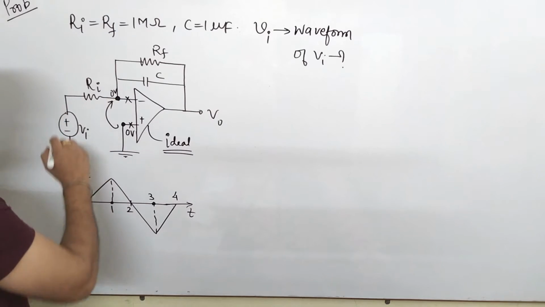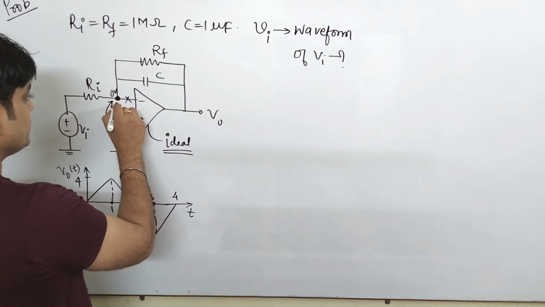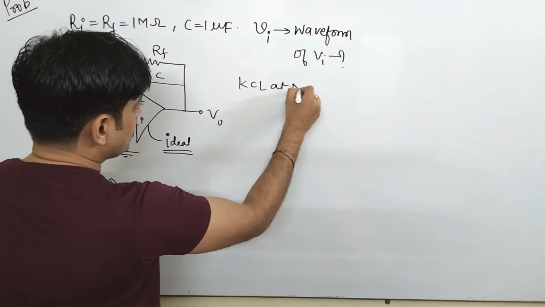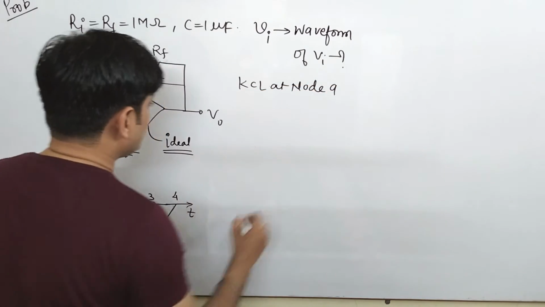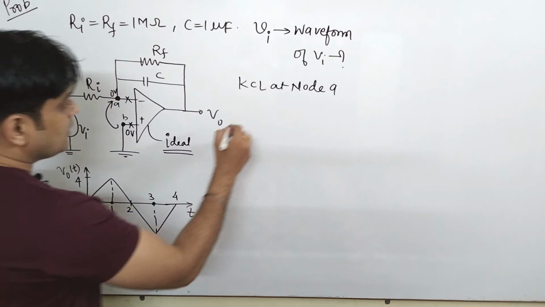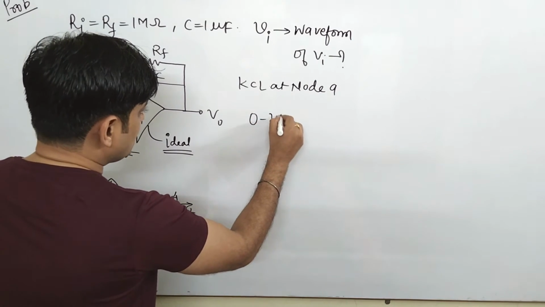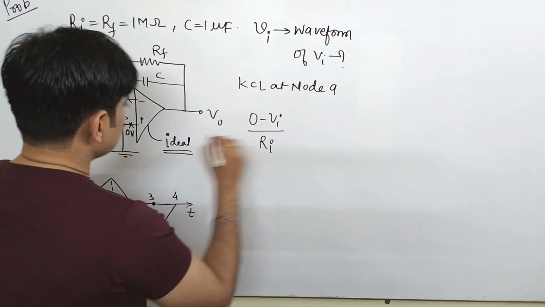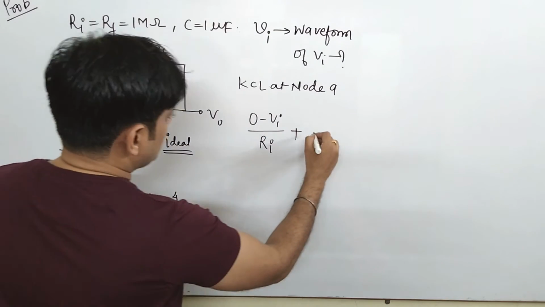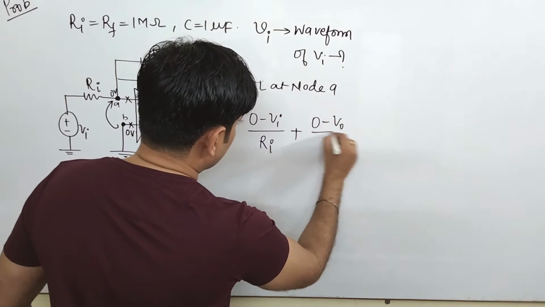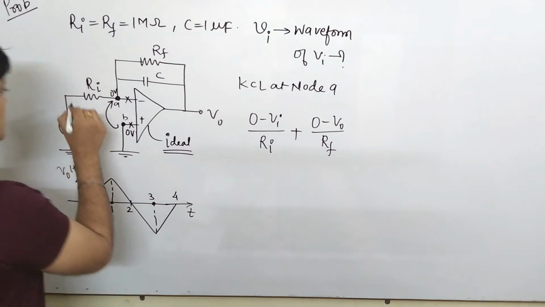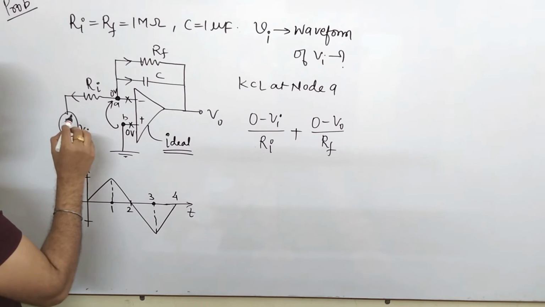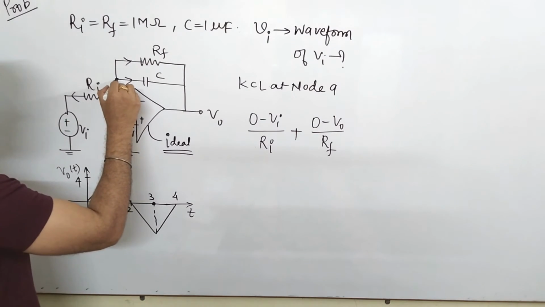How? Now please see, I am applying KCL at this node. If it is A and B, I am applying KCL at node A. Now please see how we apply the KCL at node A. It is 0 minus Vi upon Ri, you can write, plus 0 minus V0 upon Rf, this current and this current. There are three currents. This potential exists here also.